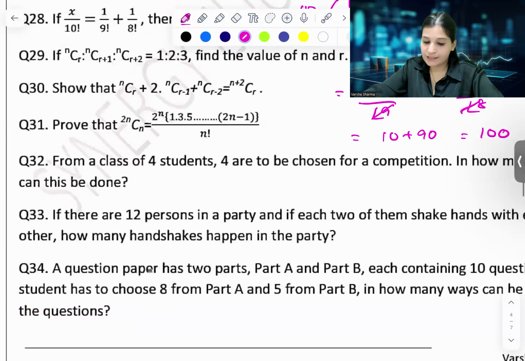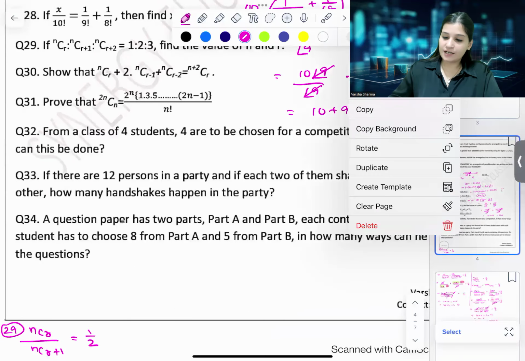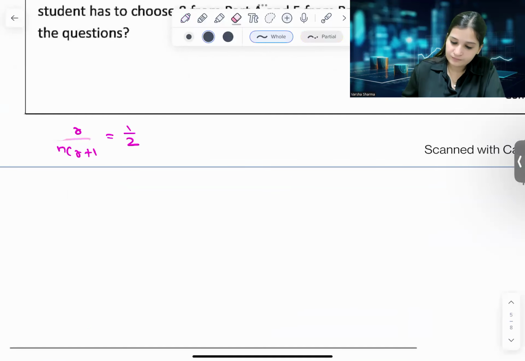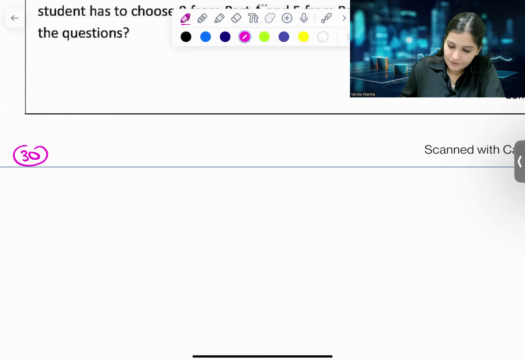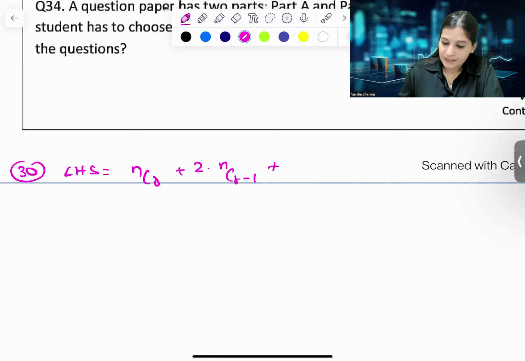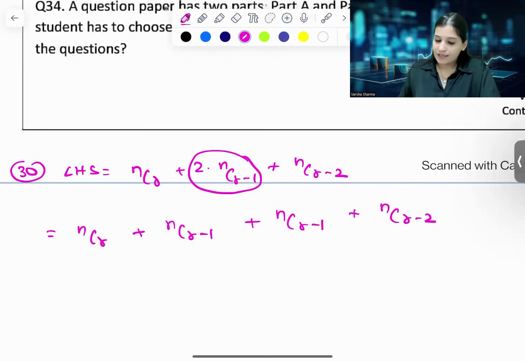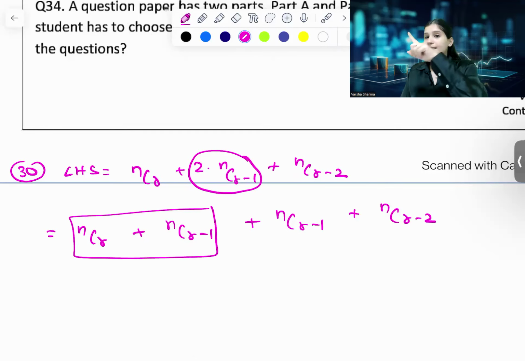Then the next question, 30. Show that the question. We will start from LHS. LHS: nCr plus twice nC(r minus 1) plus nC(r minus 2). So if this is twice, I can write it as 2 times. Now in this we can apply the property: n is the same and below we have consecutive numbers r and r minus 1.